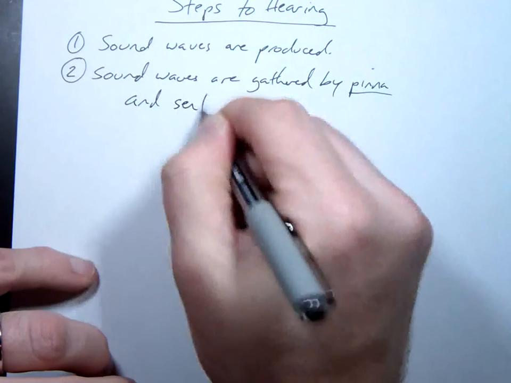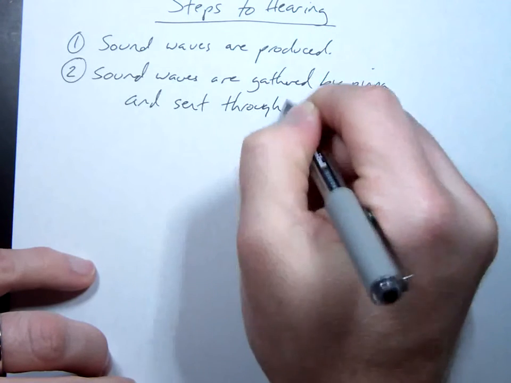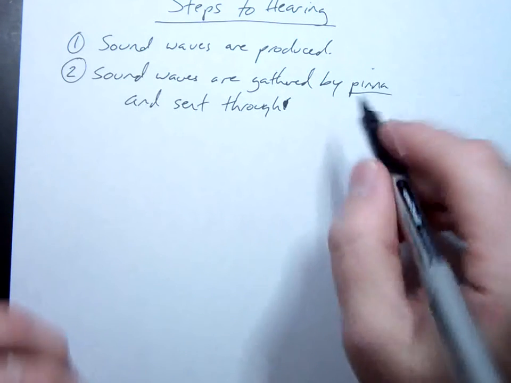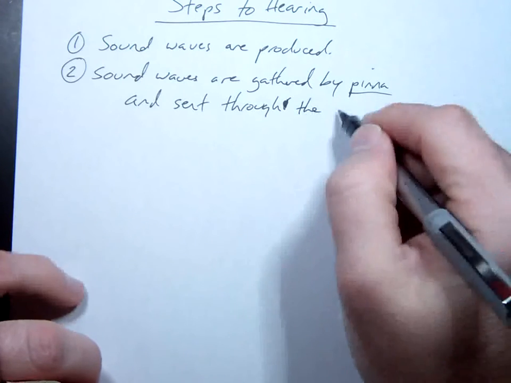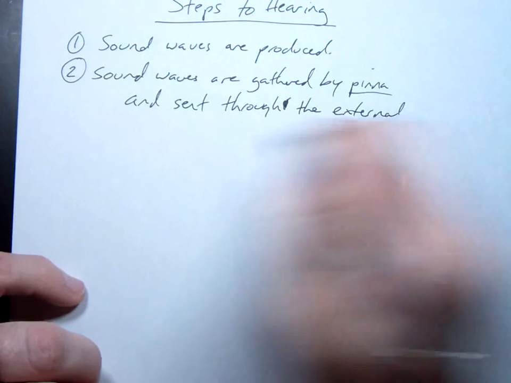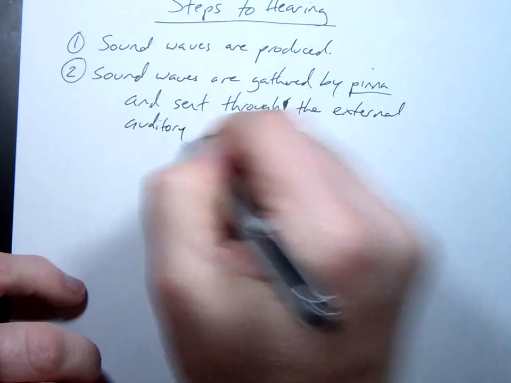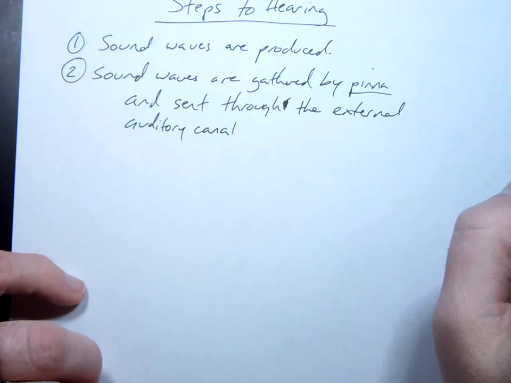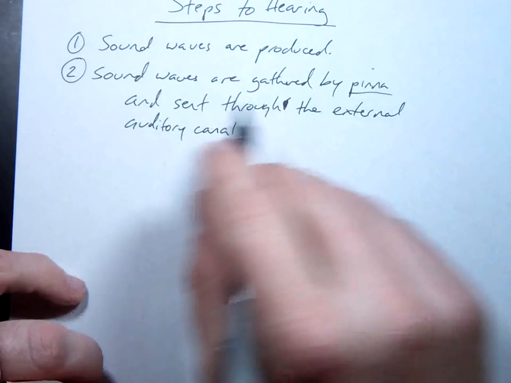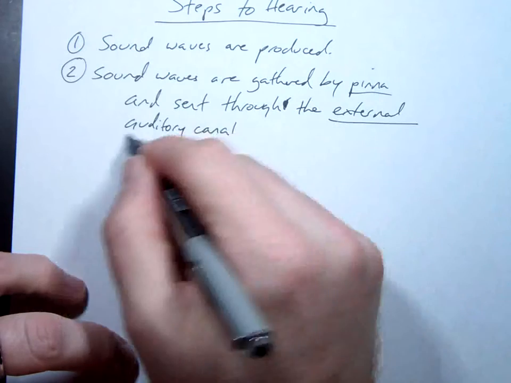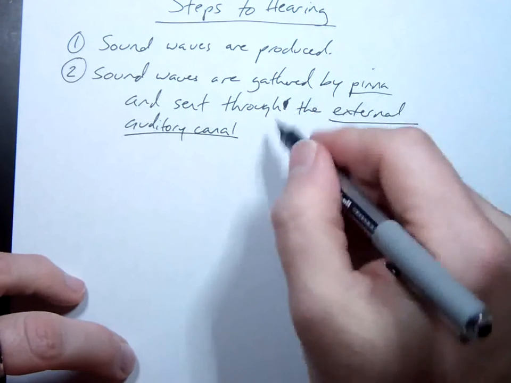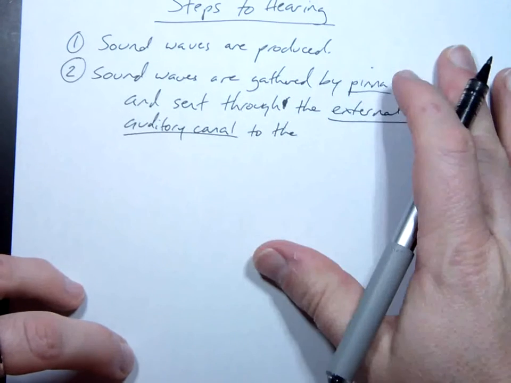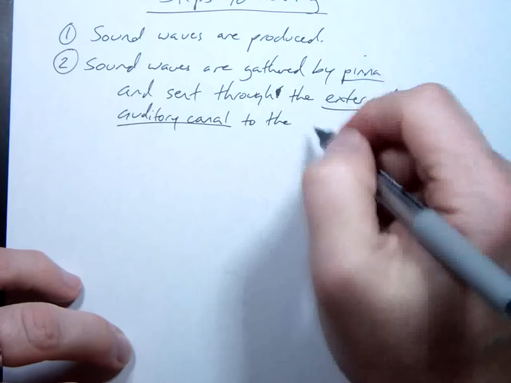And sent through the tube. What's the tube called? External auditory canal. External auditory canal to the, what's the real name for the eardrum? Tympanic membrane.